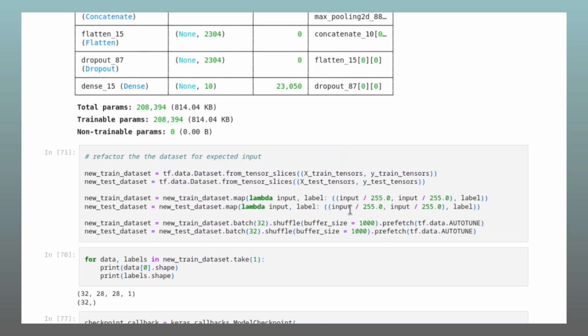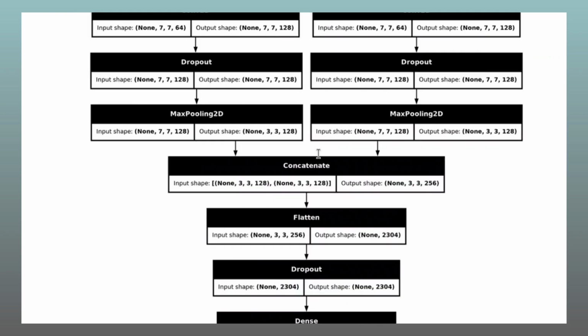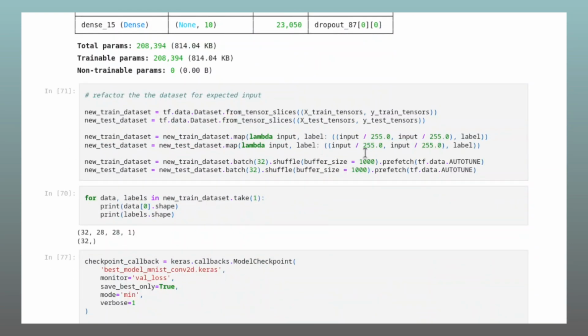Initially we had input divided by 255.0, but here we have two inputs because we have inputs from both ends, right? So you need a slight modification when you are building a dual or multiple input based architecture. You have to pre-process your entire data set accordingly. This can be frustrating, but you have to prepare your data once again according to that rule. Now again we are using batch, shuffle and prefetch.